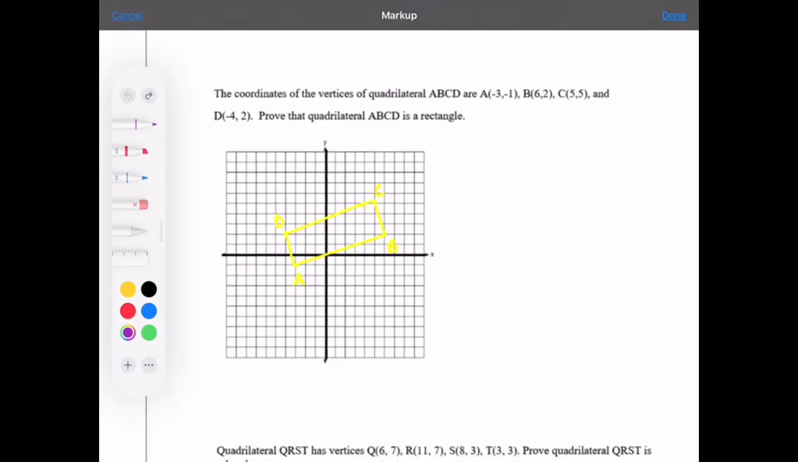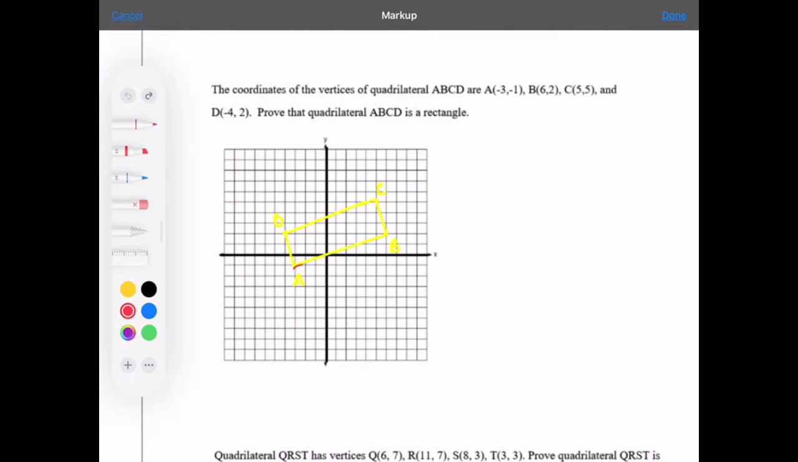I know this is a little hard to see. Right here we have AB. And A is -3, -1, and B is 6, 2. So for AB, to find the slope, we have rise over run. So 2 minus -1 over 6 minus -3, and we get a third.